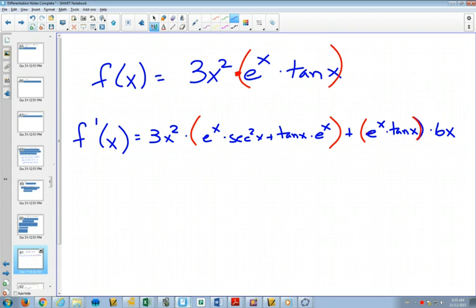Now that you've seen that with 3 functions, you could do one with 4 functions. And you could do one with 15 functions if you wanted to. And the answers just get longer and longer and longer. But if you didn't have to simplify it, you could just leave it like that, and it would be done.